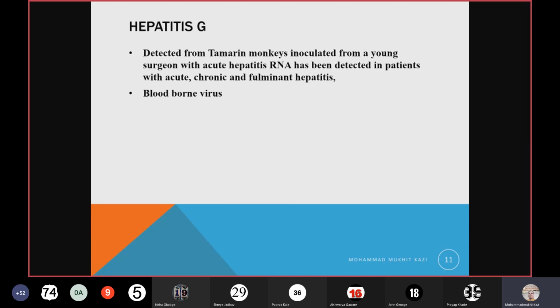This is a little more severe if you compare it with the other viruses, and it was detected from a young surgeon who was accidentally infected from the tamarin monkeys. It is also a blood-borne virus, so this is something you need to remember. Hepatitis G is an RNA virus, but it can transmit through blood.